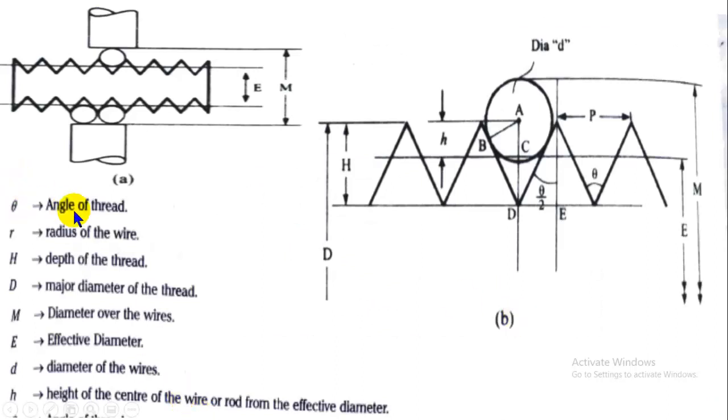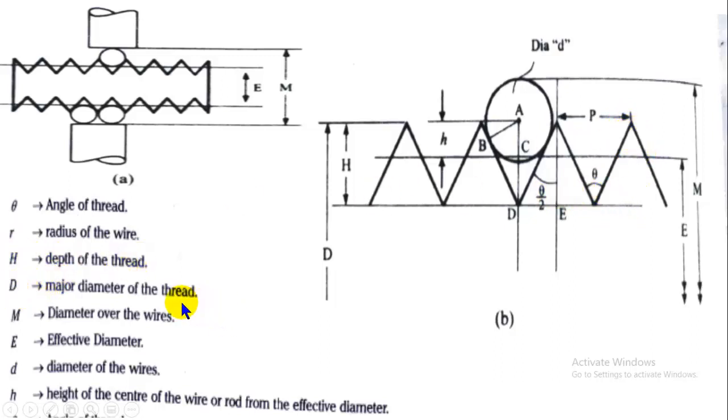First, theta. Theta is the angle of the thread. We know that this is the angle of the thread between the lines. And R is the radius of the wire, the wire which we use to measure the diameter. This is the radius of the wire. H is the depth of thread from the height of the crest to the root. That is the perpendicular distance of the thread. That is the depth of thread.